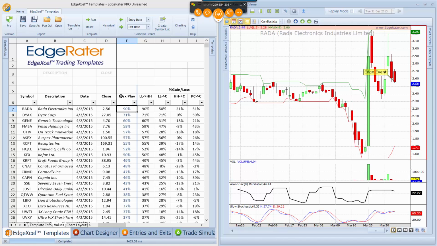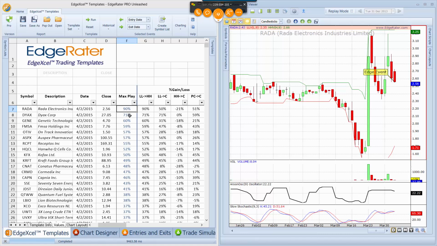The template is linked to this particular chart layout. If you don't like this chart layout, that's fine. You can choose your own chart layout and turn off linking to template layout. That way, whenever you look at a stock, you'll see your own layout. So you may have your own preference of indicators you like to see. That's fine. You can set them onto a chart and save it, and always look at that. But mostly all of the templates in EdgeRater are linked to layouts that are applicable to what the template's trying to show you. So it just makes it nice and easy.